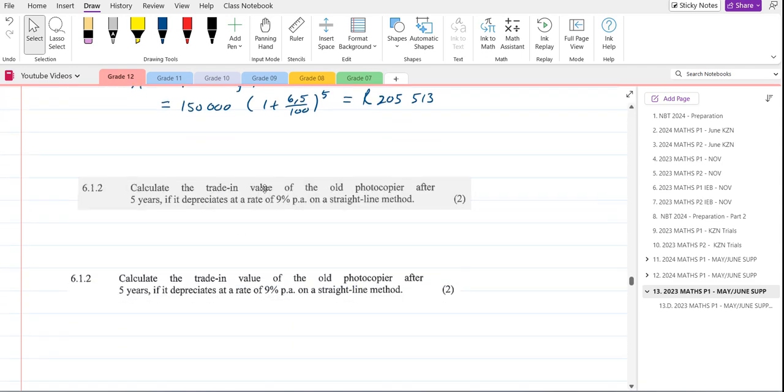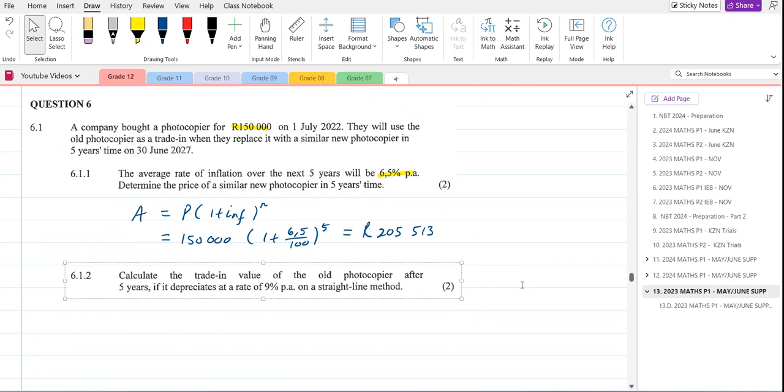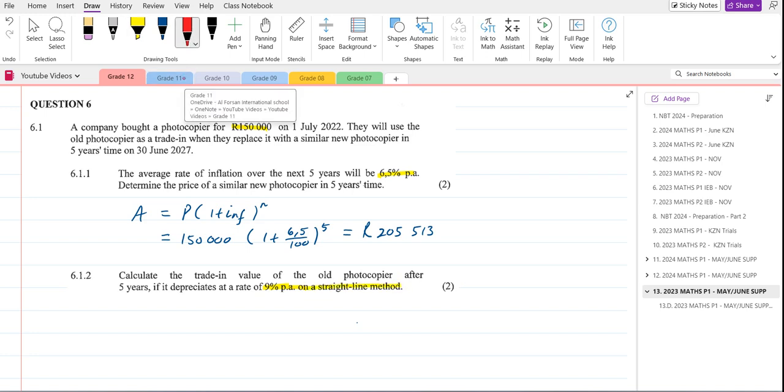Next one, they should talk about depreciation now. So I can see where this question is going towards sinking fund. Calculate the trade-in value of the old photocopier after 5 years if it depreciates at a rate of 9% per annum, straight line method. So it's not reducing balance, it is straight line method. In other words, every year is fixed.